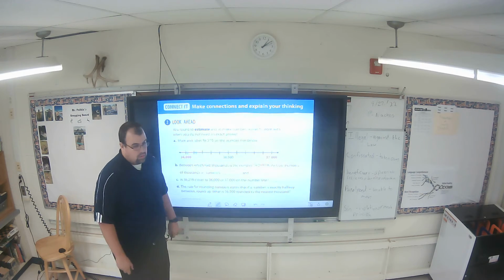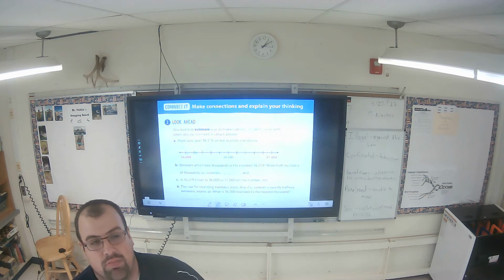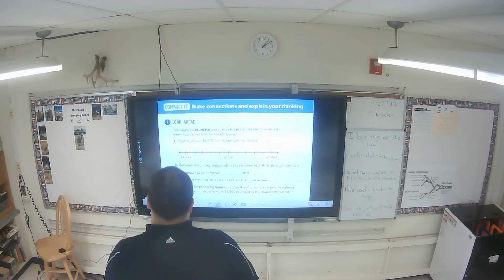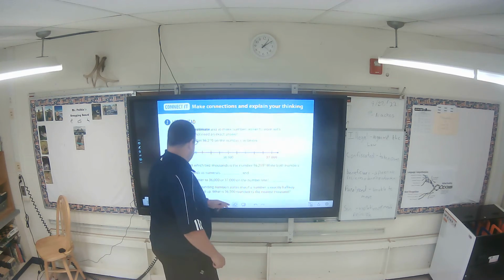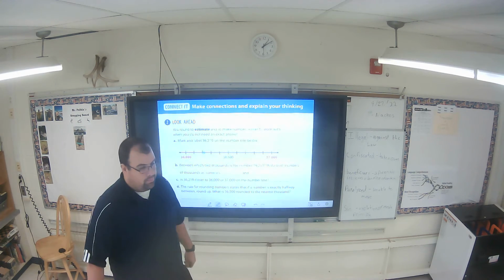Go ahead and make that mark on your number line where the 36,219 would be. I did the same thing, didn't I? Yes. 1, 2. Right there roughly, right?